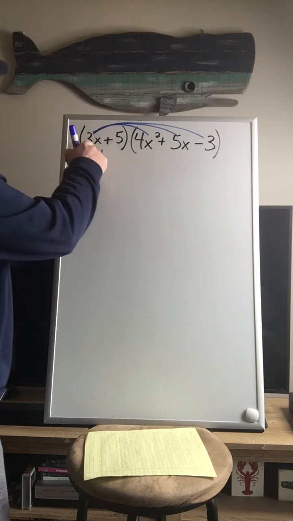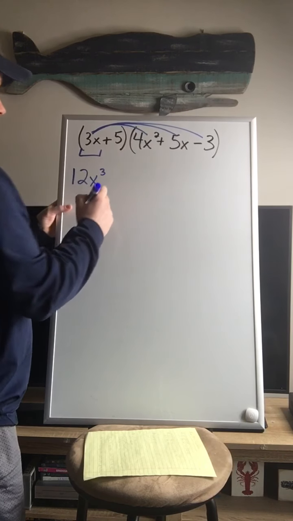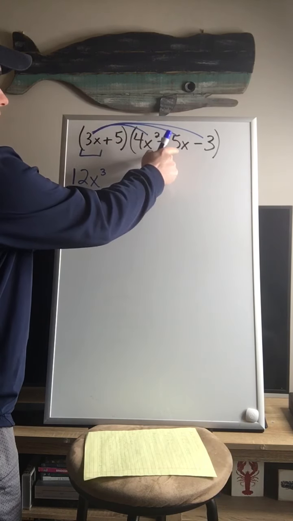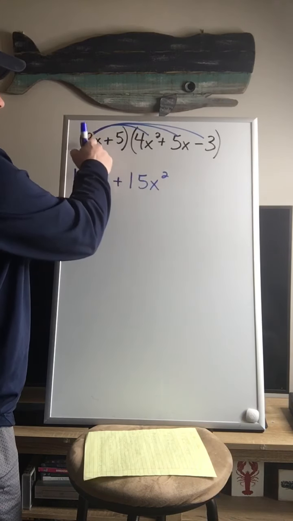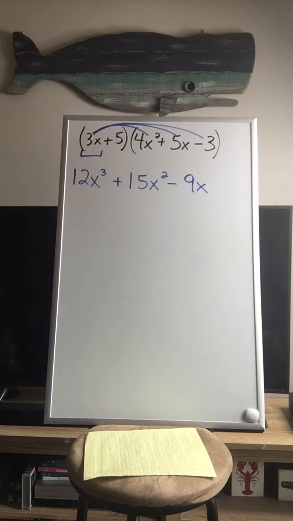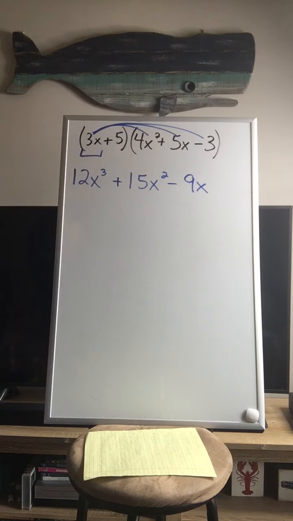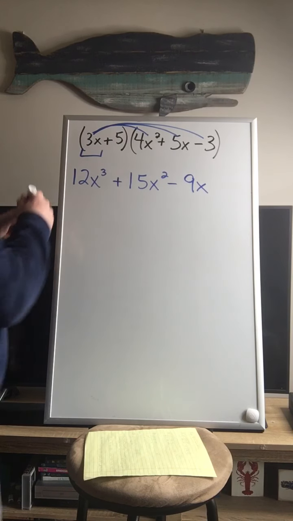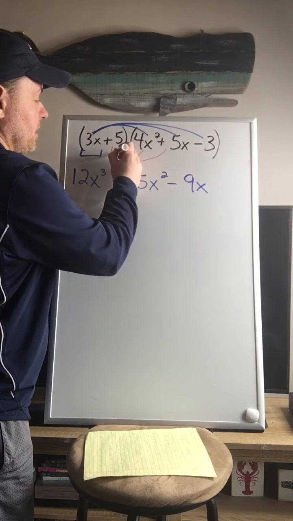Okay? So 3x times 4x squared, that would be 12x cubed. And then 3x times 5x is 15x to the second. And then 3x times minus 3 is minus 9x. So when we were multiplying with binomials, we would distribute and we would get 2 terms from that first multiplication. Now we get 3 terms. But now, much like before, we're done with the 3x, and now we move to the 5x. So now I'm going to take the 5x and distribute it to all 3 terms.